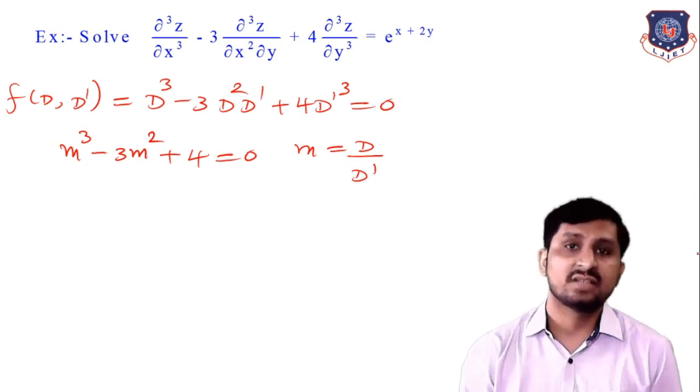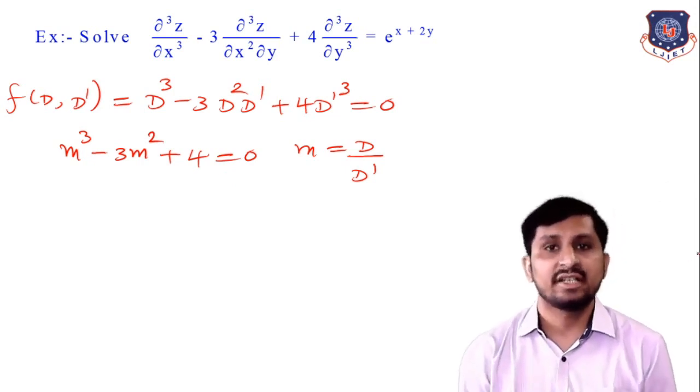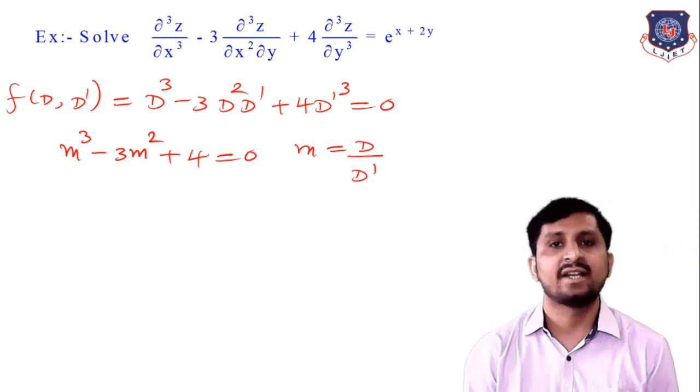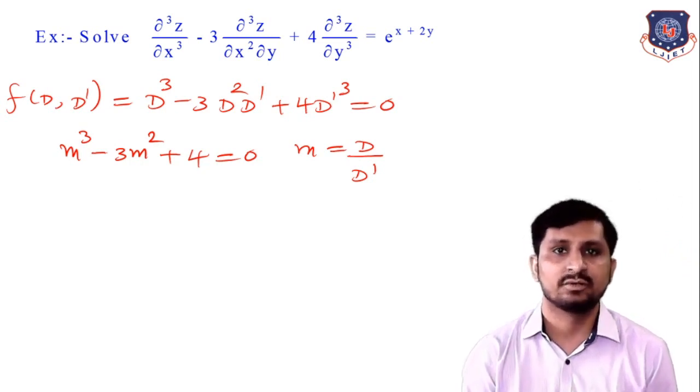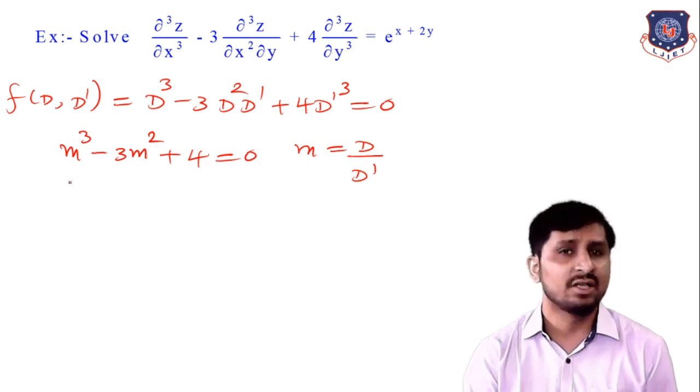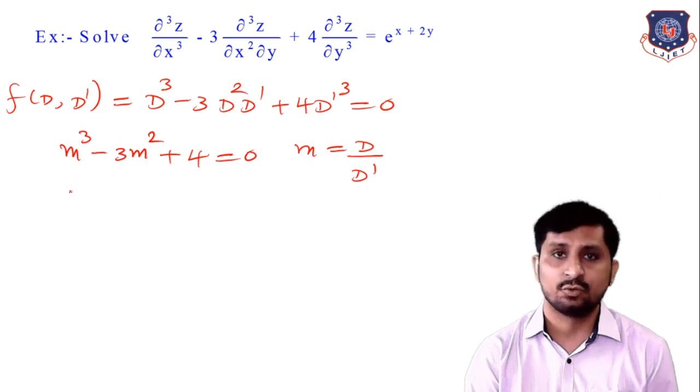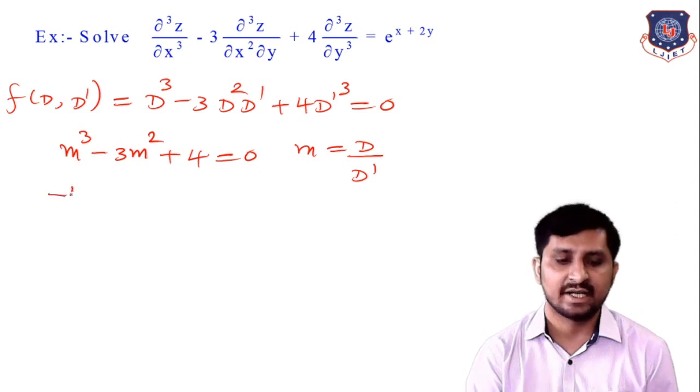Because this is a third degree polynomial, for a third degree polynomial, first of all you have to find out one root, the first root. And m is equal to minus 1 is my first root. So minus 1 cube, that is minus 1. Minus 1 square, that is 1. 1 into minus 3, so that is minus 3, and plus 4, that is equal to 0, that we know. So that means minus 1 is one of the roots.